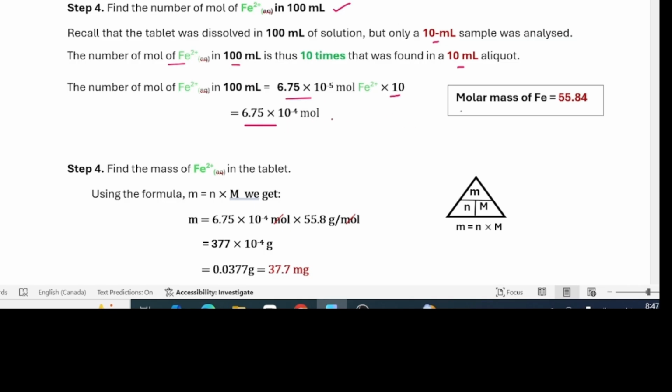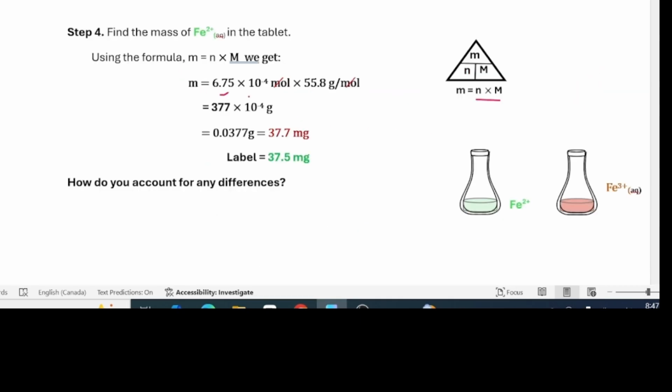Now that we know the number of moles, we can utilize this formula to find the mass of iron in that tablet. We know the number of moles, and now we know the molar mass of iron. So the mass will be equal to number of moles times the molar mass, and it turns out to be this value. Translated into milligrams, it becomes 37.7 milligrams. But the label indicated that was the mass of the iron present. How do we account for any differences?